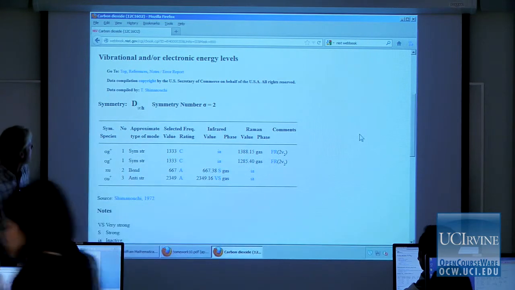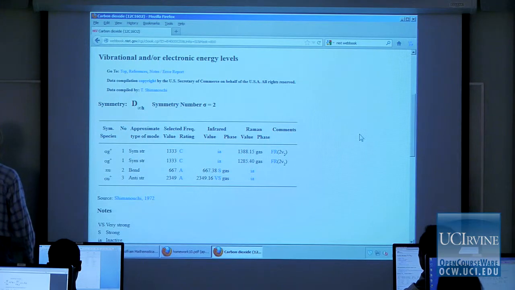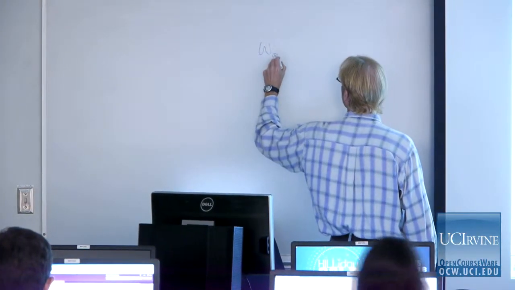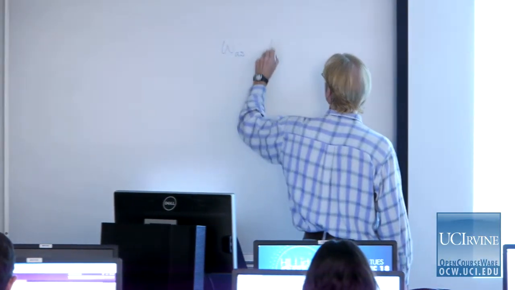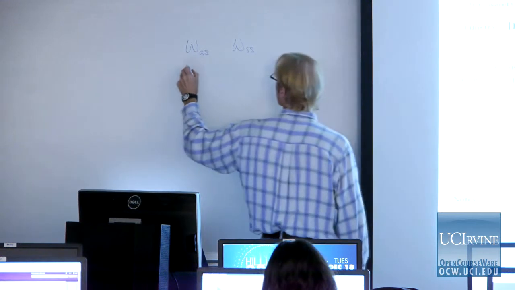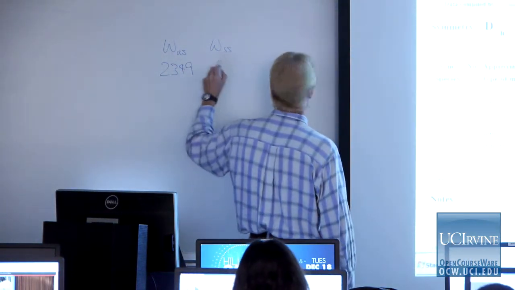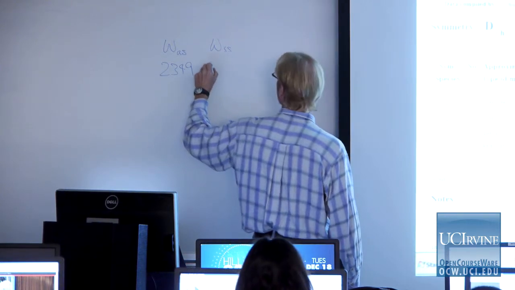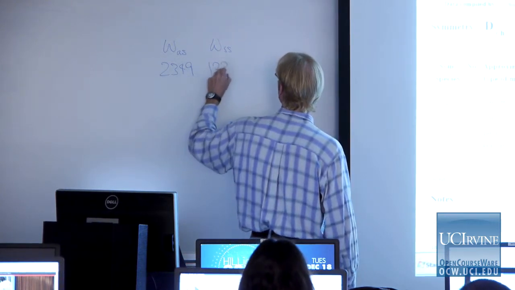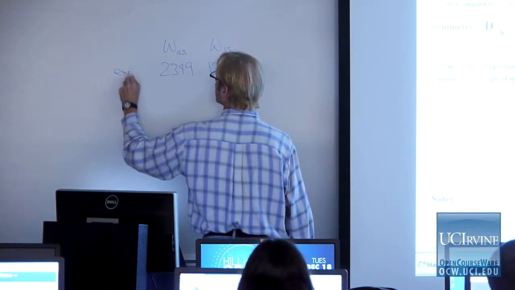Okay, so I'm going to write down omega anti-symmetric stretch, omega symmetric stretch. So we have 2349 and 1333. Okay, and this is the experimental data for gas phase CO2.